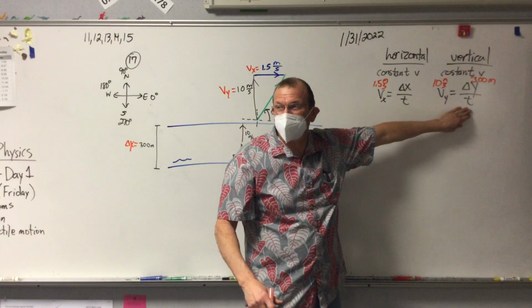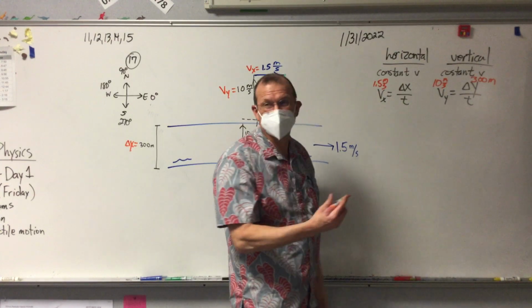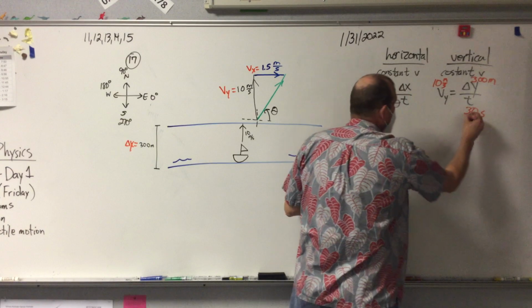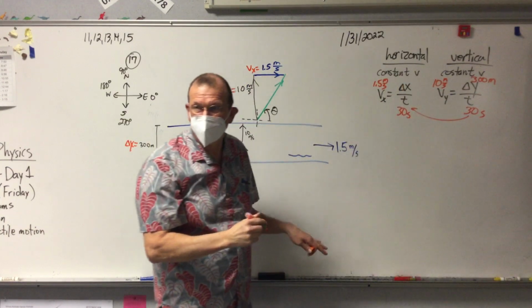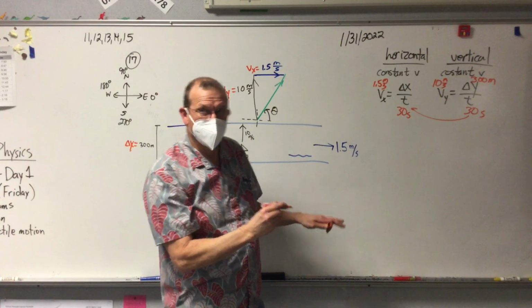What's the number that we get for t? Because you can do this one in your head. We get 30 seconds. We bring that over here. What is our delta x? 45.